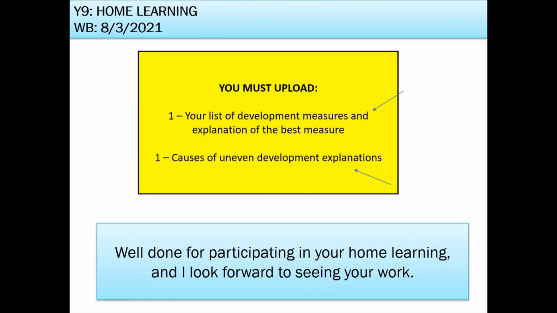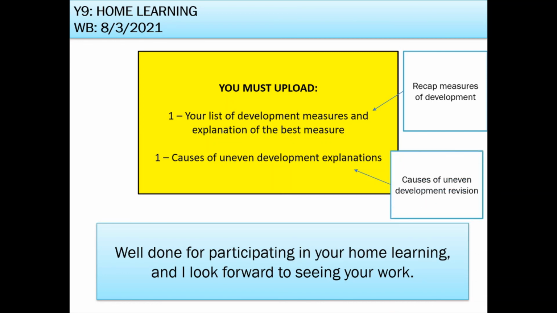So that brings us to the end of today's lesson. Just before we finish, I just want to go through the things that I want you to upload to ClassCharts. So first thing I'd like you to upload is your list of development measures and an explanation of the best measure. And that links to our first learning objective, which is recapping measures of development. I then want you to upload your final task, which was the causes of uneven development explanations. And again, that links to causes of uneven development revision. So once you've uploaded those 2 pieces of work, you've completed the lesson.